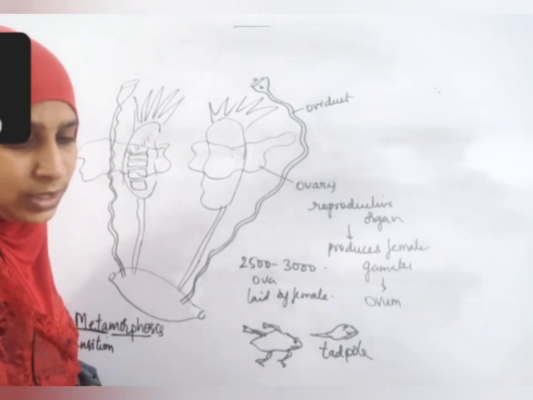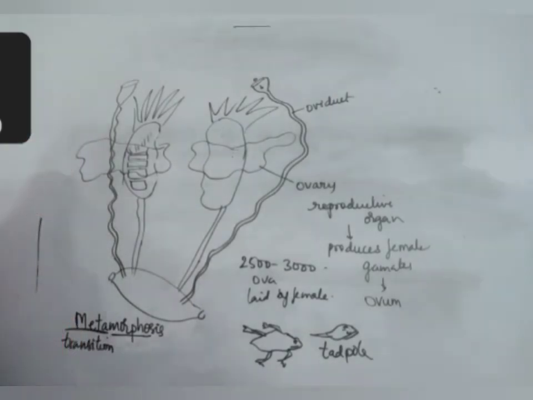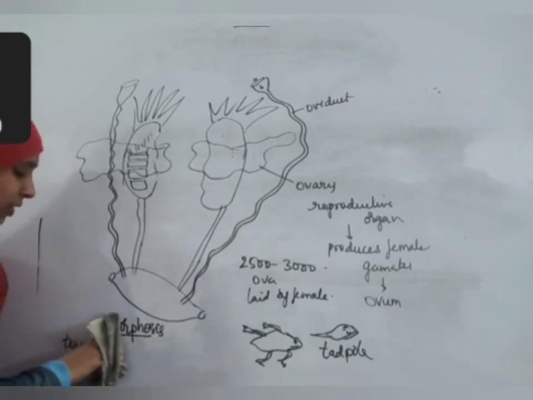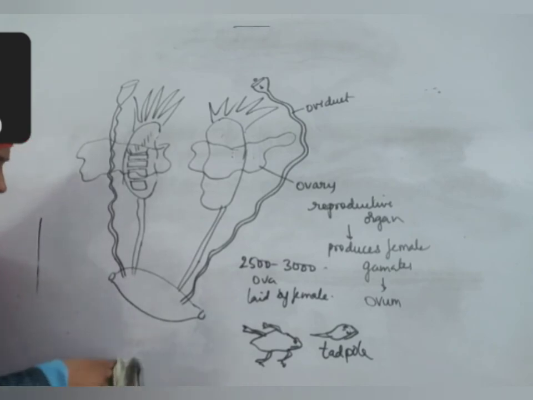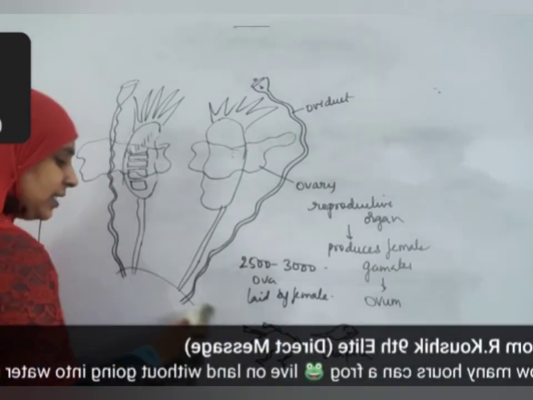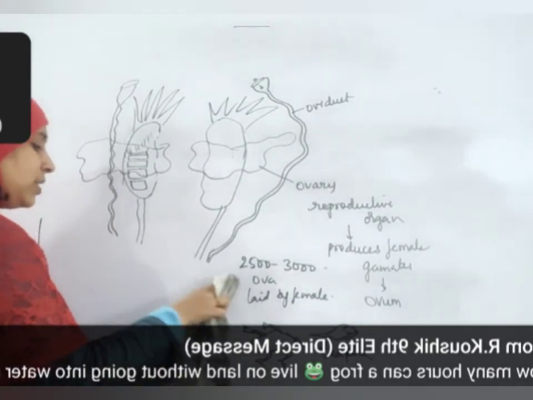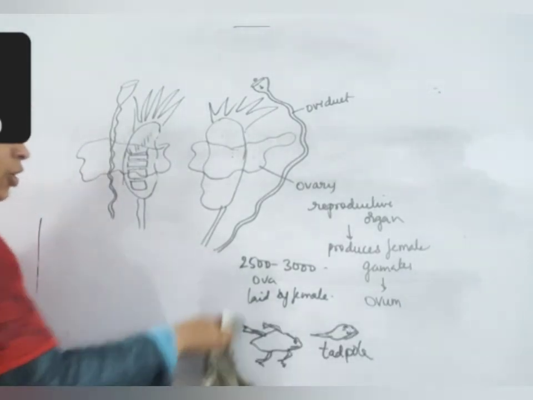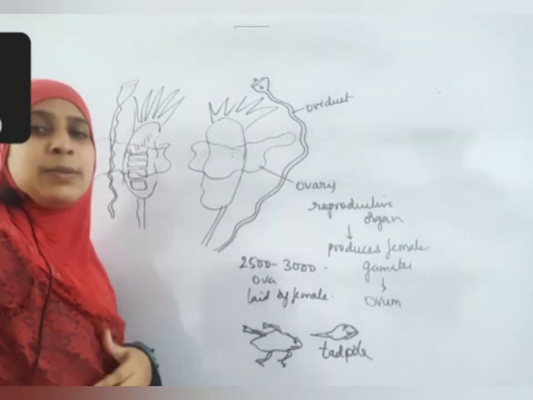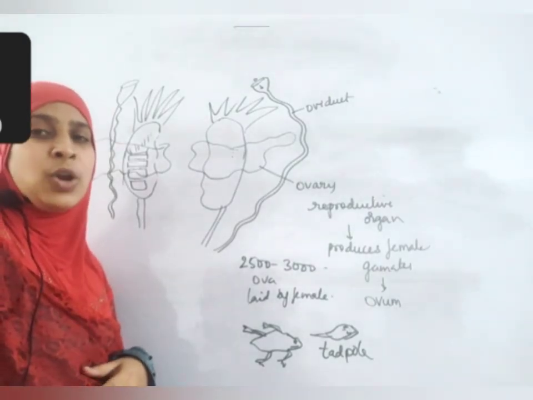What else? Frogs are very beneficial organisms because they are a very important part of the food chain. Whenever we are asked to write a food chain, the first thing that comes to mind is insects are eaten by frog, frog is eaten by snake. So that is a major part of the food chain. So it helps in ecological balance.